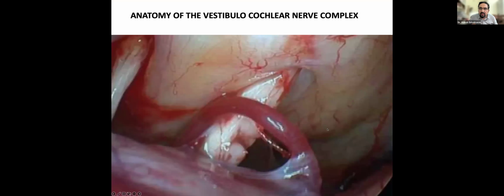So coming to the anatomy of the vestibulocochlear nerve complex, this is one of the most commonly encountered regions of the CP angle for any neurosurgeon, because vestibular schwannomas are one of the most common pathologies encountered in the CP angle.